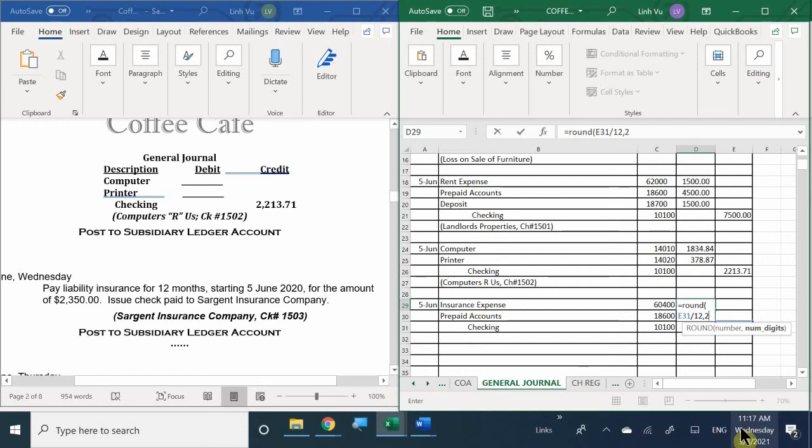How much is going to be my insurance expense for the month of June? $195.83. So how much is going to be my remaining amount for the rest of the 11 months? 2154.17.